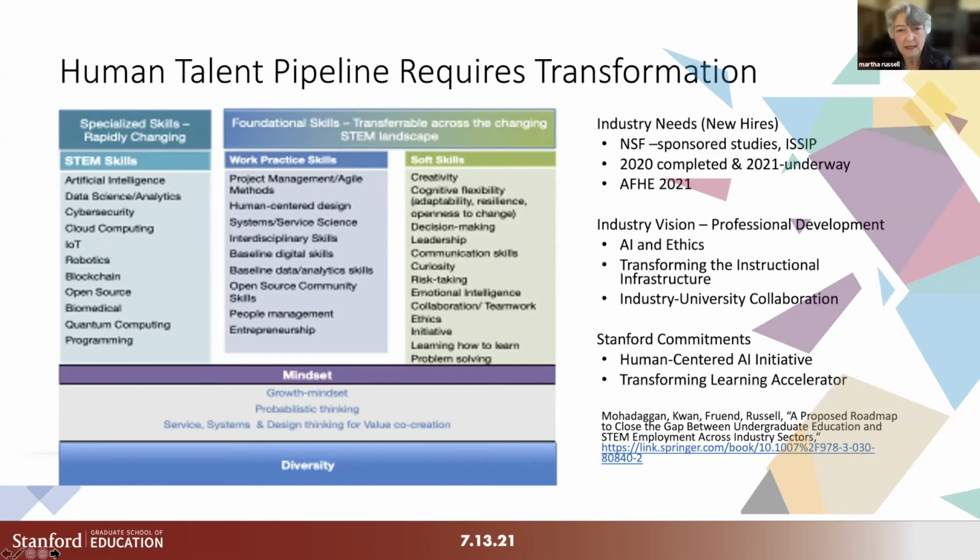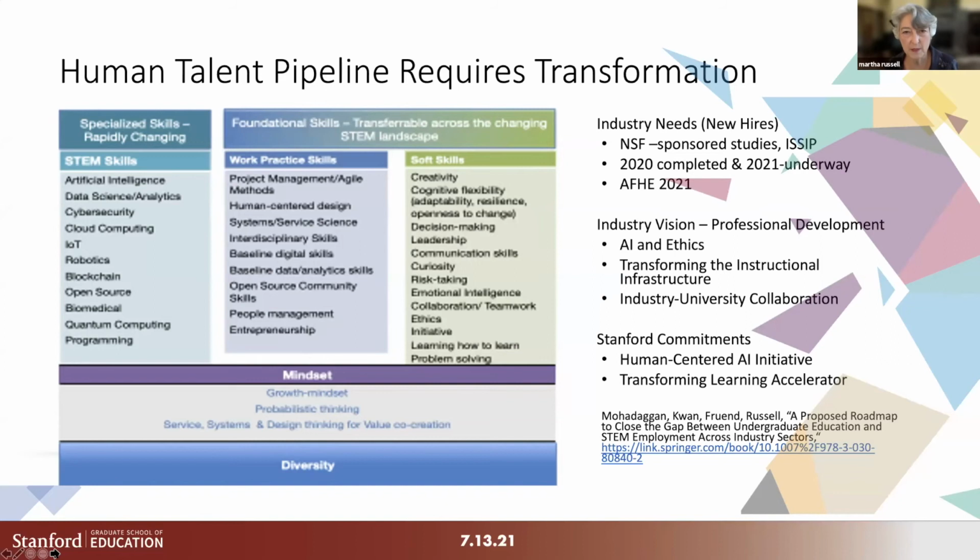I recently have been involved in a study sponsored by the National Science Foundation through the Society for Innovation System Professionals. And this study will be reported in a couple of weeks at the Association for Human Factors. But interestingly, gathering information from industry about their needs for new hires, they said something profound. They said that the technical skills are important, but the industry recognizes that those will need to be upgraded and updated over time, and they're willing to do that.